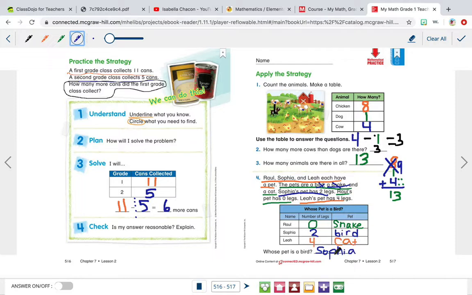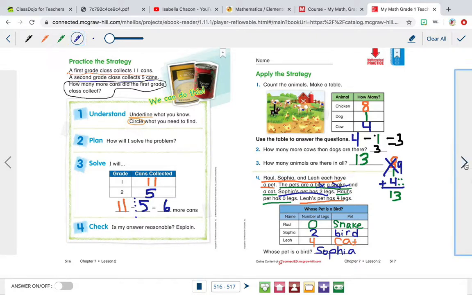I'm not saying bird, and I'm not saying two. You know why? Because it's saying who. Sophia is the who. Sophia is the person who owns the bird. We don't say bird because they're not saying what animal is it. And we don't say two because they're not saying what number of legs is the bird. So they're not asking for the number and they're not asking for the animal. They're asking for who. And we said Sophia.